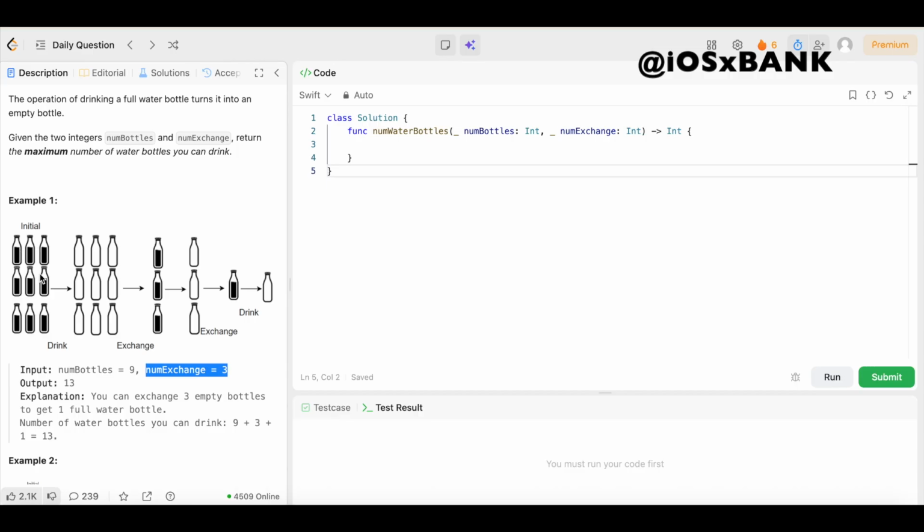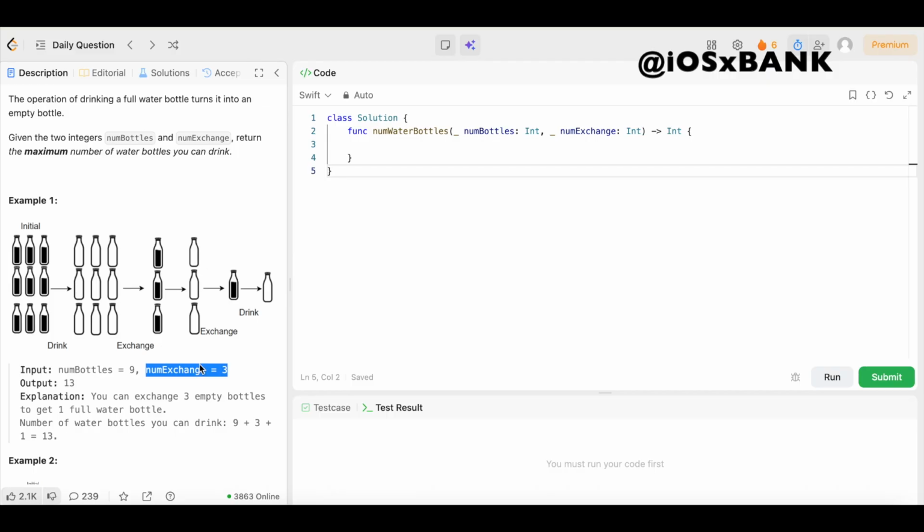We have our 9 bottles right here. We drink all 9 of these, right? So these 3 become empty, boom. These 3 become empty, boom, and these 3 become empty, boom. So look at it like from rows, right? So this row of 3 is empty, this row of 3 is empty, and this row of 3 is empty.